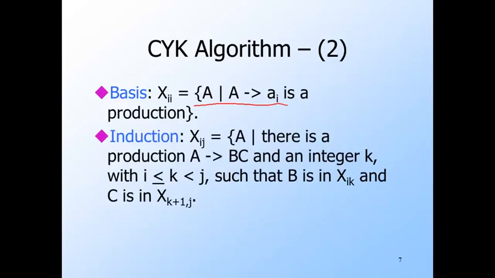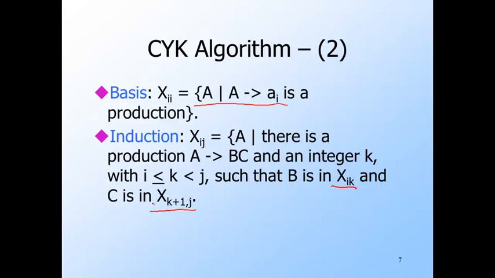For the induction, where j is strictly greater than i, we can compute X sub ij from X's representing two substrings of a sub i through a sub j. The first is the substring from a sub i to a sub k for some k less than j, and the second is a sub k+1 through a sub j. Both these strings are of length less than j minus i plus 1, so we have already computed the sets X sub ik and X sub k+1,j.